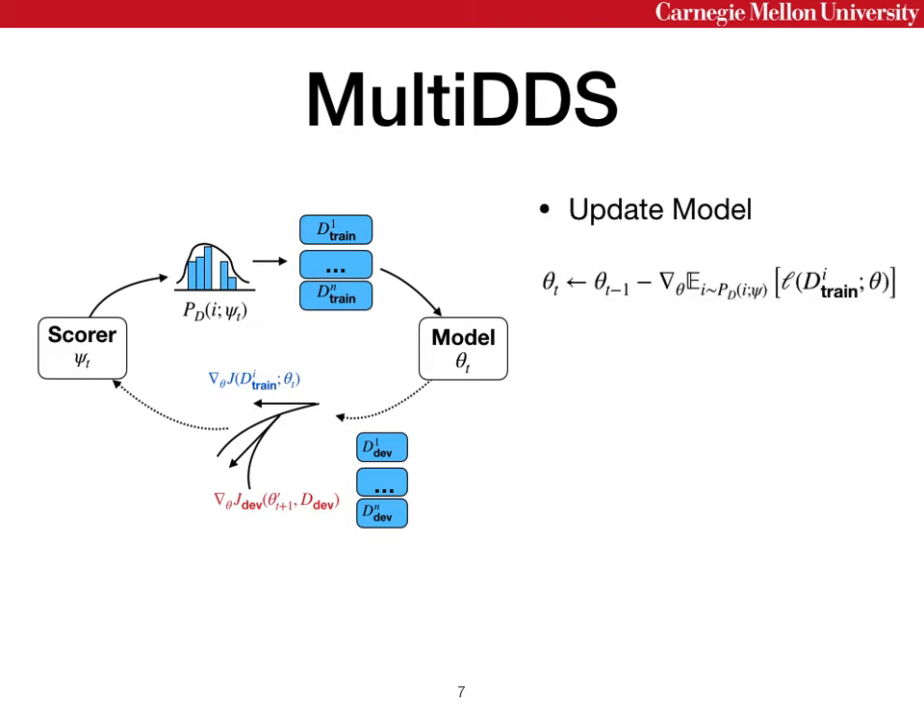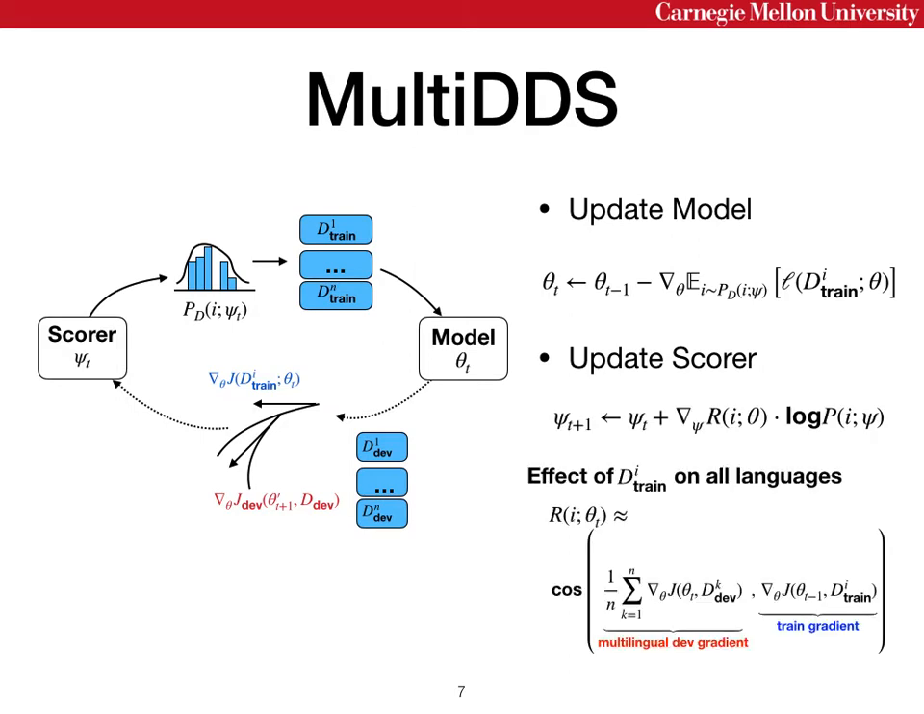To update the model, we first sample a dataset from the distribution defined by the data scoring function, parameterized by phi. And then we do a gradient update on the model using a batch of data from the selected training dataset. To update the scoring function, we use reinforcement learning, where the reward for using a particular training dataset is simply the effect of the training dataset on the model's performance on all languages. That is, the reward is simply the cosine similarity between the model's training gradient and the model's gradient on the multilingual dev dataset.